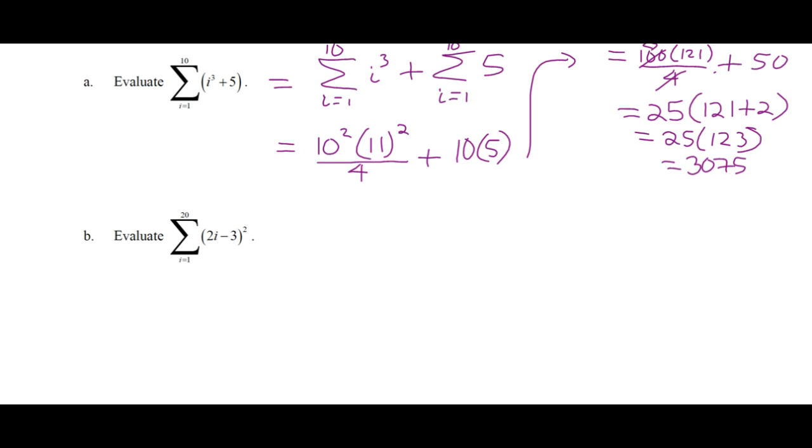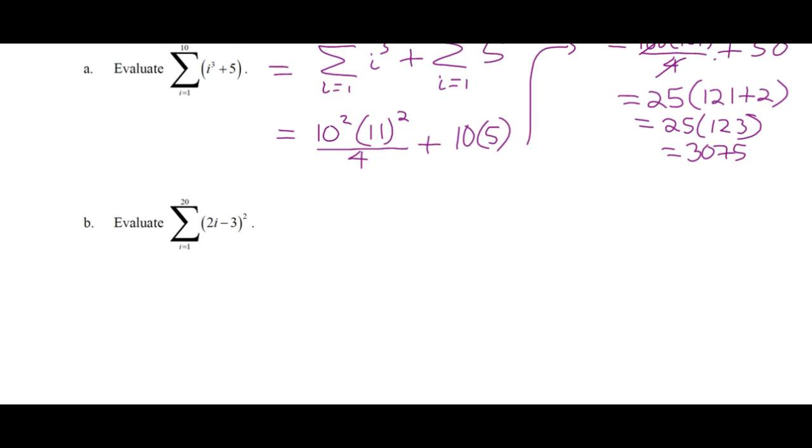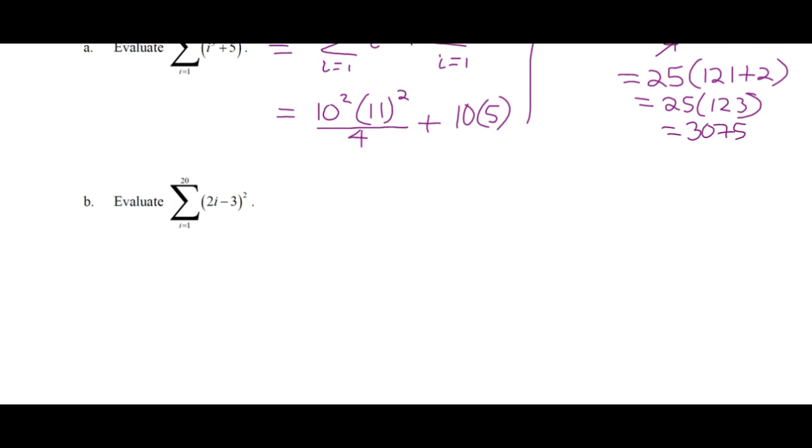Okay. The sum of i equals 1 to 20 of (2i minus 3) squared.